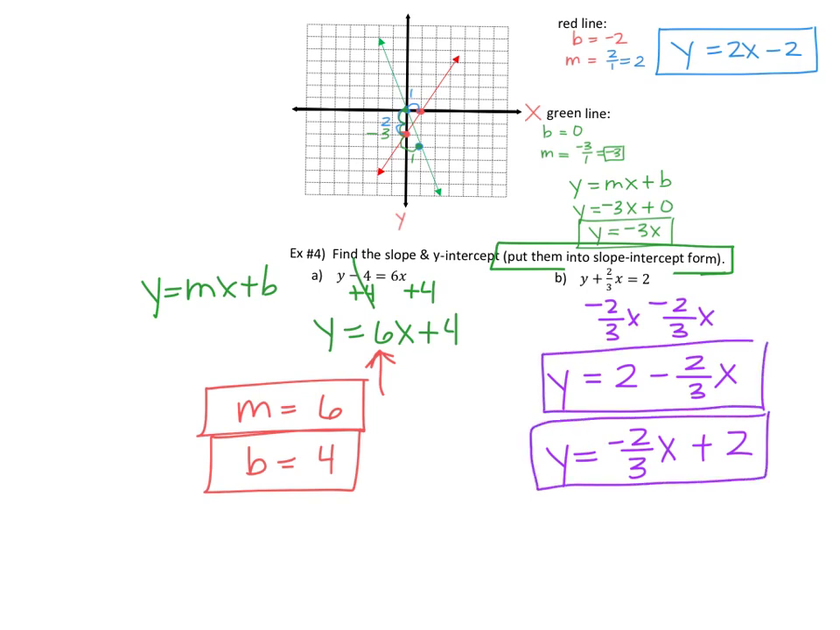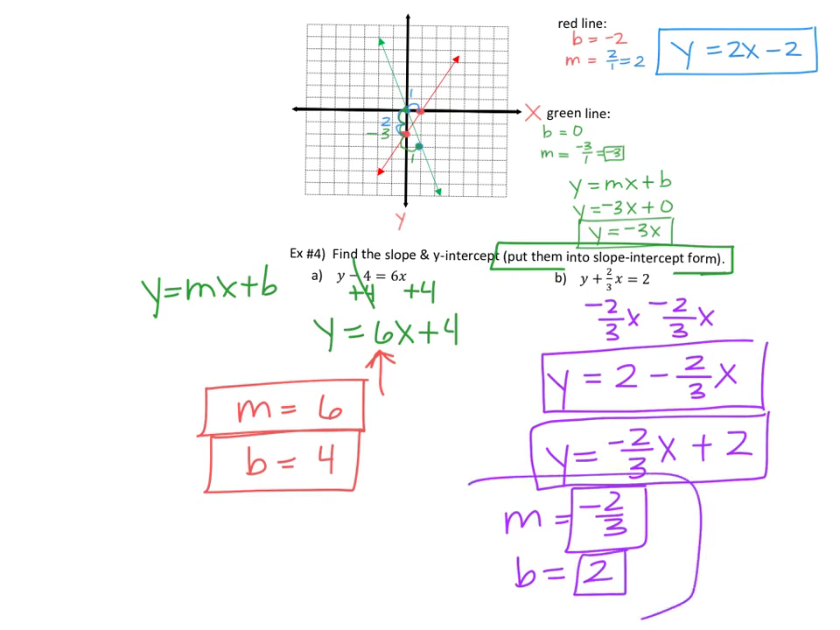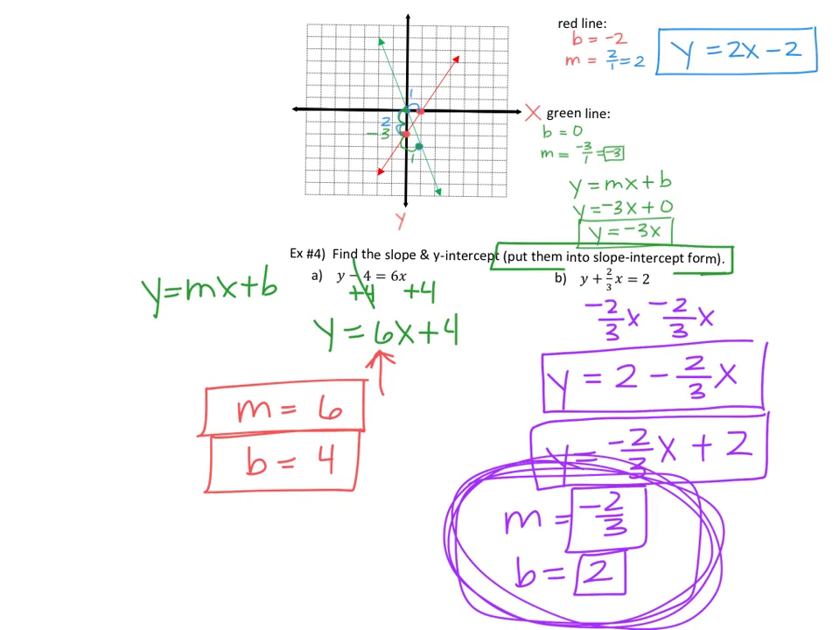That's not the answer, though. They want slope and intercept. What's your slope? Negative 2/3, okay? And your y-intercept? 2. So this is your answer. Okay? Any questions on that?